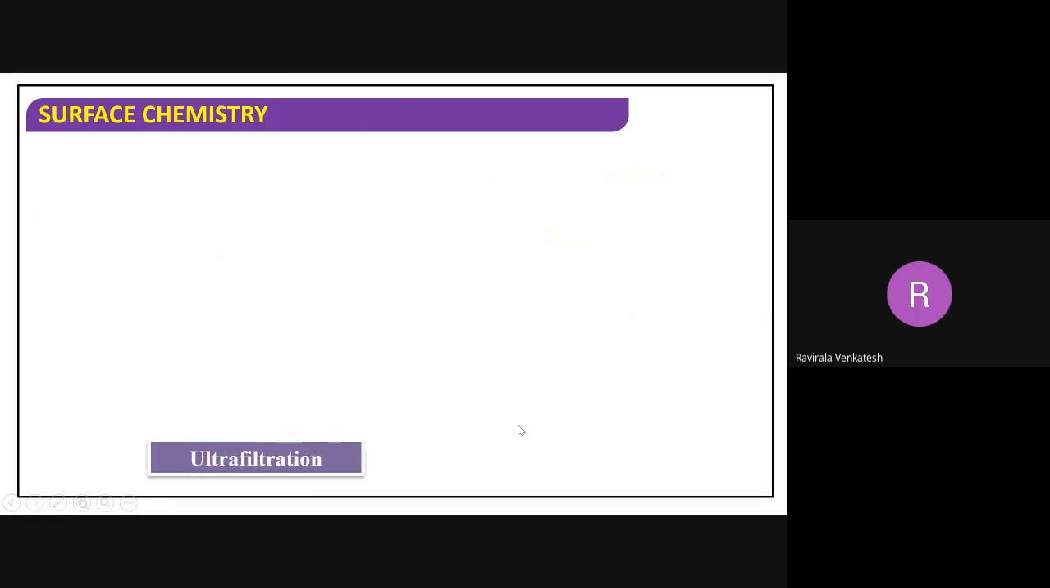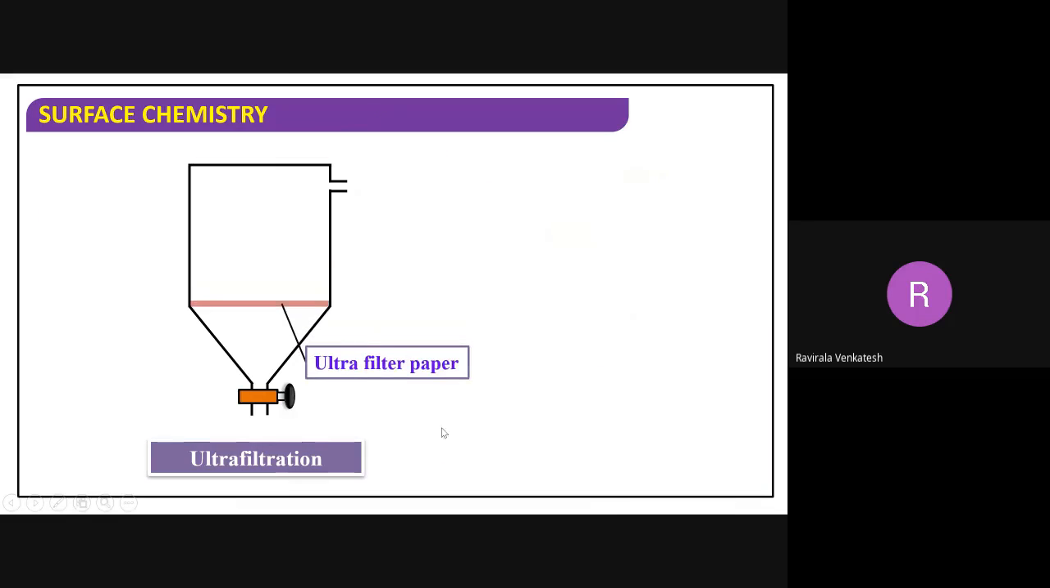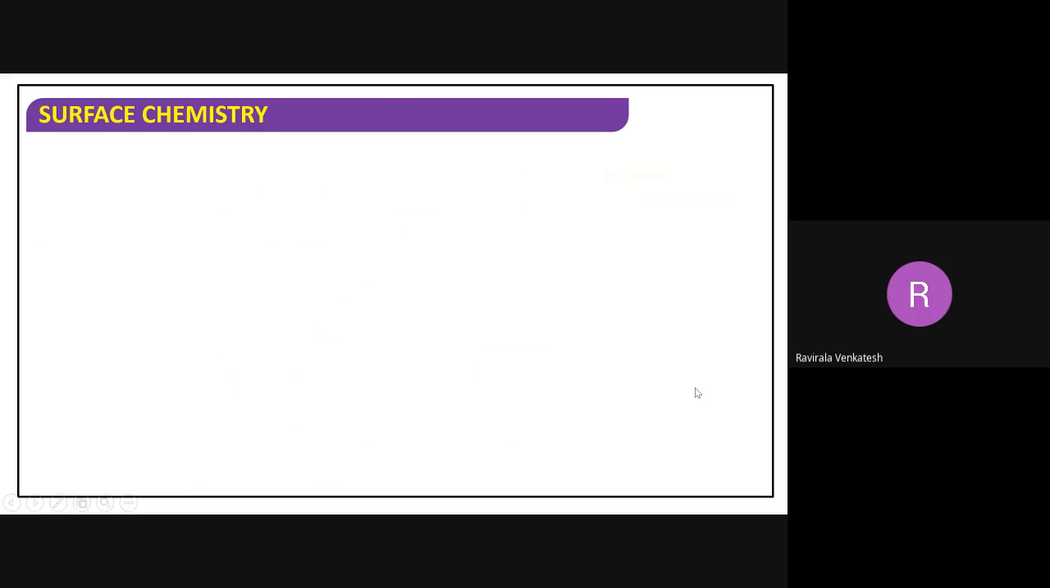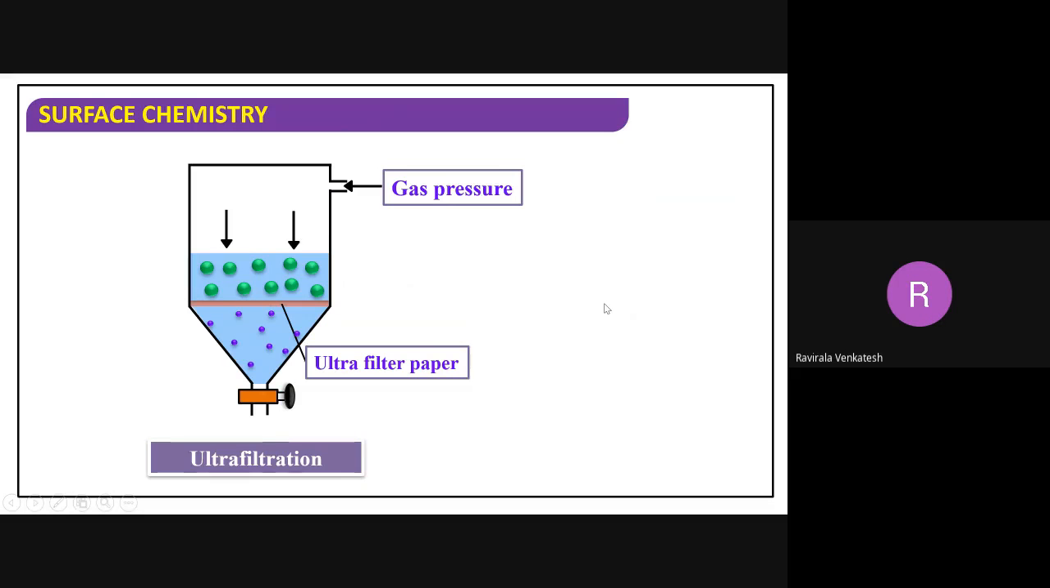Now we use the ultrafilter paper in place of ordinary filter paper. When you apply high pressure, the crystalloid particles, the impurities, come down, and the sol particles, the colloidal particles, remain in the medium only. This is called the ultrafiltration method. The important thing is that the collodion solution is very, very important.